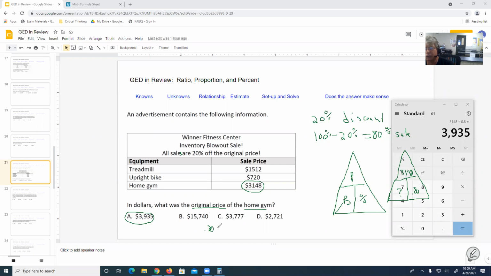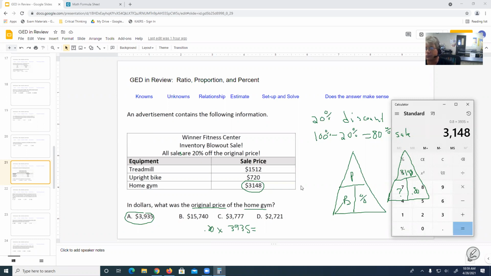0.80, 80% times the 3,935, the original price, that should give me my sale price of 3,148. So if I clear that off, I could double check that, 0.80 times the original price of 3,935, and that should give me that 3,148. So it does. So that's checking out.